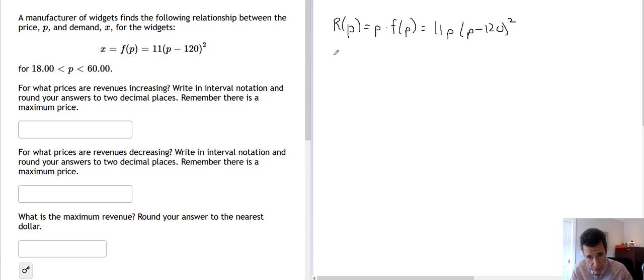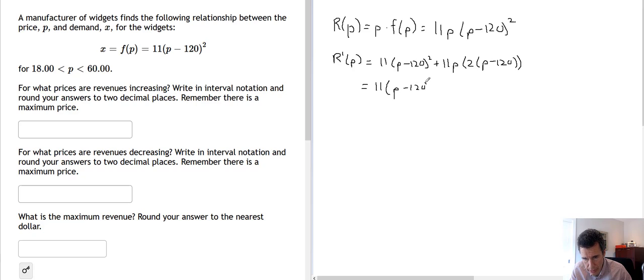So let's work through it. Our derivative here, R prime of p, is, we've got a product rule, so it's 11 times (p minus 120) squared, that's the derivative of the first function, the 11p, plus 11p times 2 times (p minus 120). We can simplify a little bit, not much. I'm going to factor some things out. We can factor out an 11 from both terms. We can factor out a (p minus 120) from both terms. And we end up with, here we've got a (p minus 120), and here we're left with a 2p, so plus 2p. So that gives us 11 times (p minus 120) times (3p minus 120).